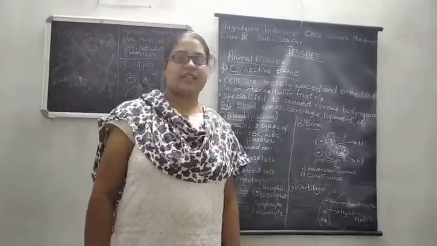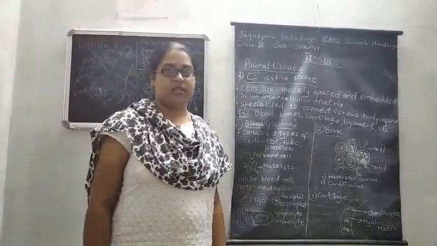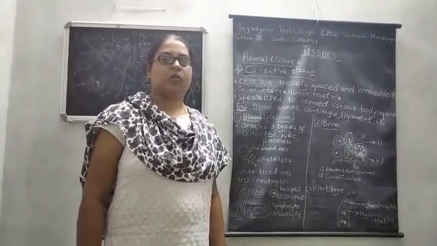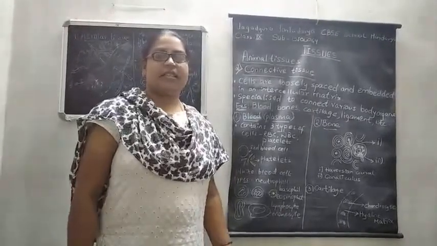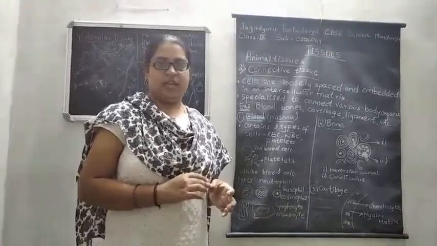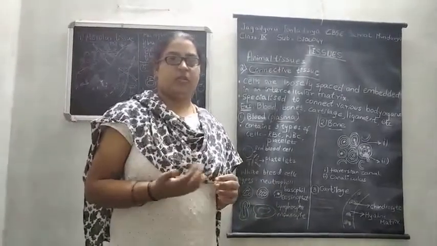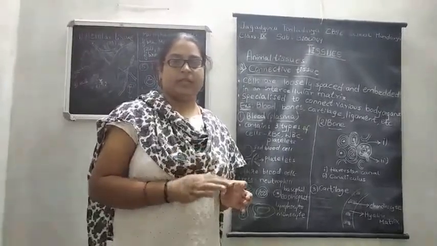Hello students, in last class we have already discussed the first type of animal tissues, that is epithelial tissue. Can you recall how the cells were arranged in the epithelial tissue? Recall, cells were continuously arranged in the form of thin sheets, and they do not have any kind of spaces in between those cells in the epithelial tissue.